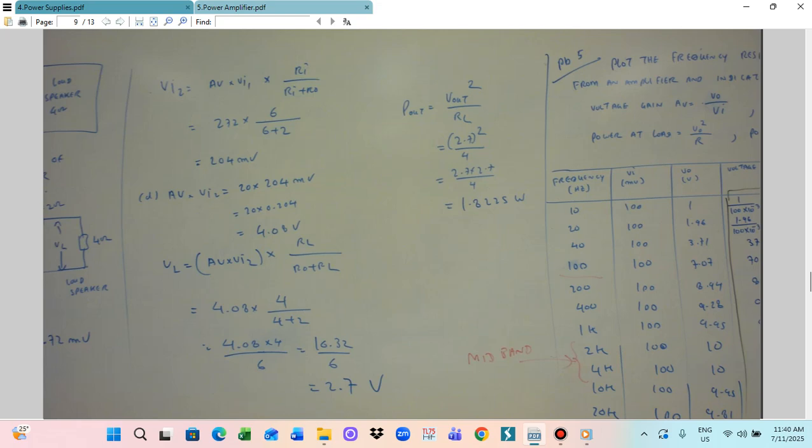And D, the load voltage. To calculate the load voltage, we also need to calculate AB times VI2. So AB is 20, multiplied by the 204 millivolt, so 20 multiplied by 0.204, which gives 4.084. So 4.084 we got.